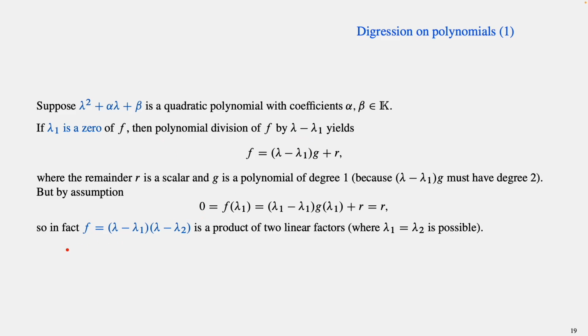And that means that f is in fact of the form lambda minus lambda 1 times some other linear factor lambda minus lambda 2, which would be our g. So it's just a product of two linear factors. And it is possible that lambda 1 and lambda 2 are identical. They don't have to be, but this is not excluded by this form here.